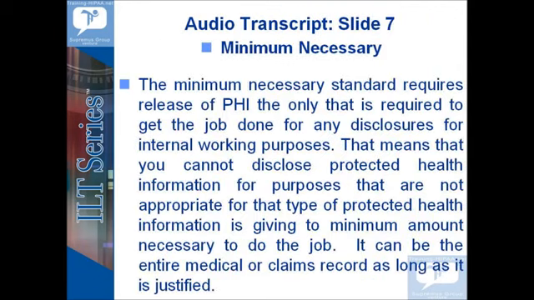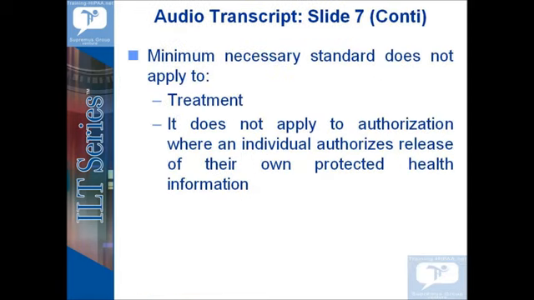Slide 7. Now, the next concept is minimum necessary. The minimum necessary standard requires that the release of PHI be only what is required to get the job done for any disclosure or for internal working purposes. And that means that you cannot disclose protected health information for purposes that are not appropriate for that type of protected health information. It's keeping it to the minimum amount necessary to do the job. It can include the entire medical or claims record as long as it's justified.